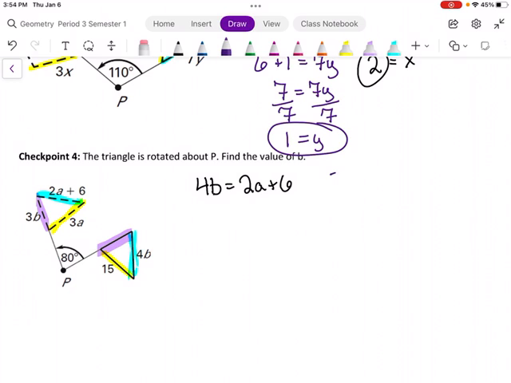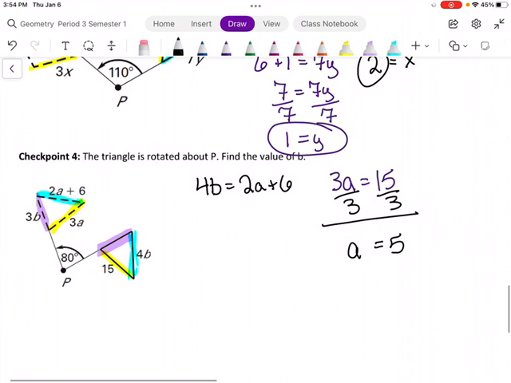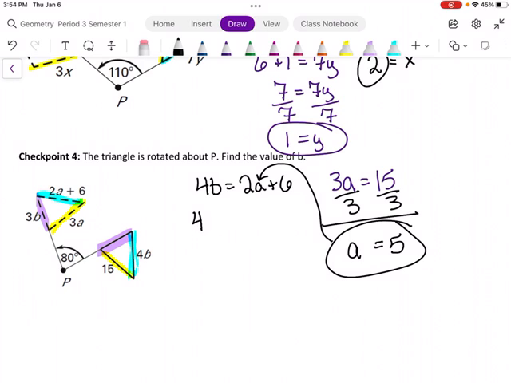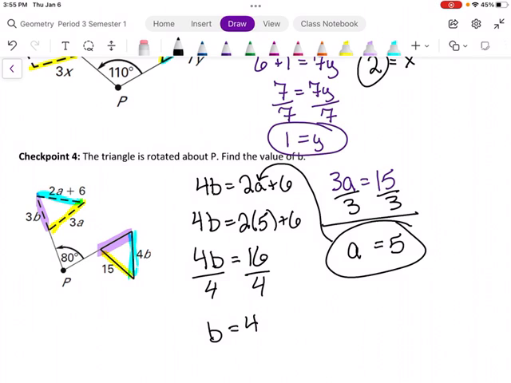So when we set up that equation, we know 3a equals 15. This equation only has one variable, so that's the one I'm going to solve for first. And we would divide both sides by 3 to get a equals 5. We would then plug that in for a over here. And when you go ahead and solve the right side, you would get 10 plus 6, which is 16. And you should have divided both sides by 4 then, which would give us that b is equal to 4.